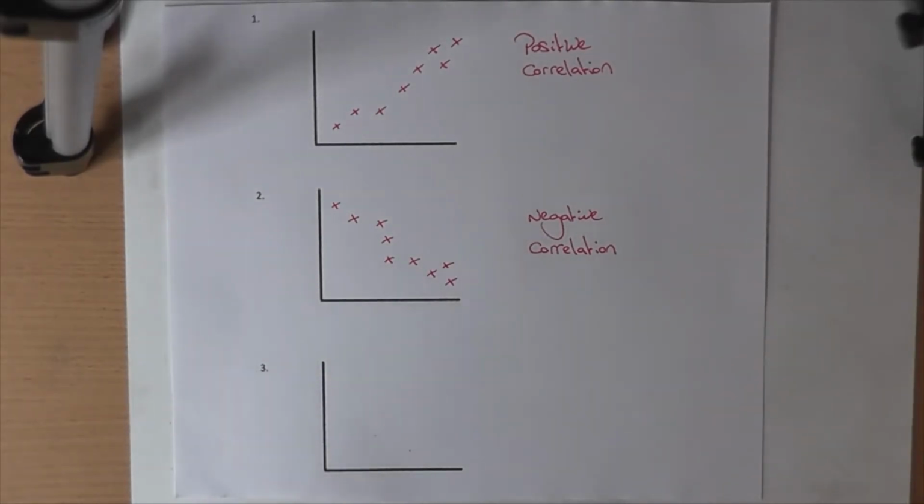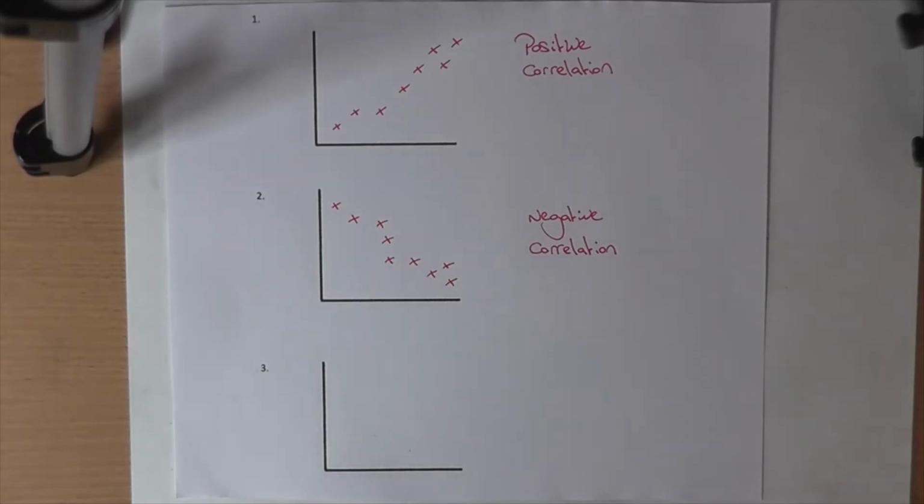Example of a positive correlation, something like, say, rainfall and the number of umbrellas that are sold. The greater the amount of rainfall, the greater the number of umbrellas that are sold. Example of a negative correlation, something like the amount of pesticide used in a garden and the number of garden pests. You increase the amount of pesticide, you decrease the number of garden pests.